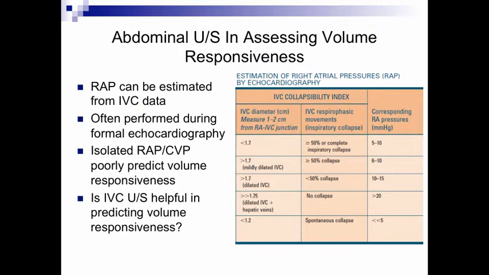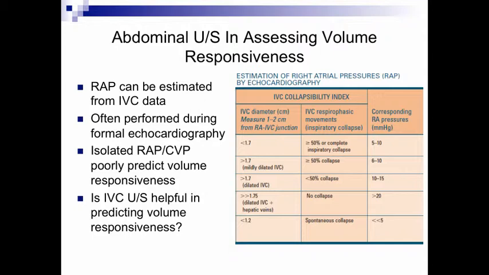So, and then kind of finishing out briefly with talking about abdominal ultrasound in assessing volume responsiveness. In the context of resuscitating patients who are hypotensive, we often ask ourselves, is giving them additional IV fluids going to raise their cardiac output? That's the question we want to know. Is my volume challenge going to increase their cardiac output and address their shock state?